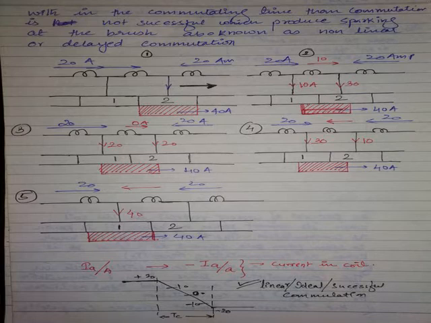Same thing it will do here. It will not allow the change in current completely within the commutative time. So by the end of commutative time, there will be some unchanged current within the coil, which produces some spark. What does that mean? Theoretically, this fifth diagram is correct. If the fifth diagram is like this, the commutation is successful. But practically, the coil undergoing commutation will not allow the current to change completely within the commutative time.